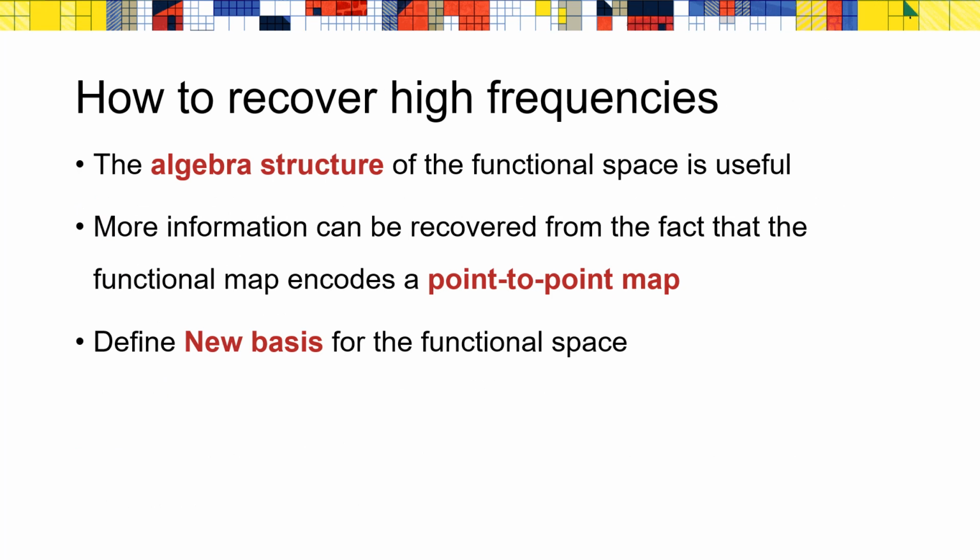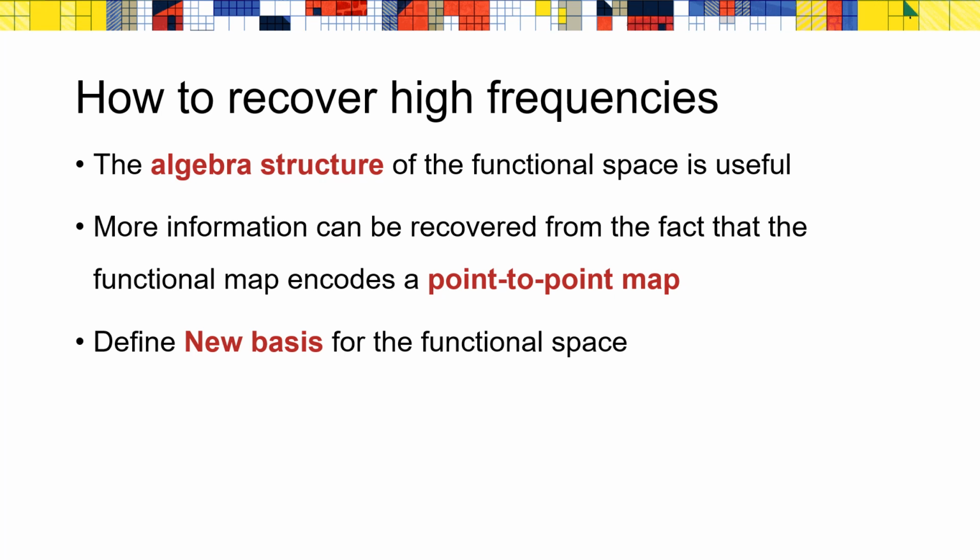So in this lecture, we saw a few different ways to recover high frequencies in the functional map representation. So the first one is given by the algebra structure of the functional space. And we saw that by adding the pointwise product of the Fourier basis, we can obtain in a natural way an extension of the functional map, and high frequencies can be better represented using a dictionary composed by the Fourier basis and the pointwise product of these functions.